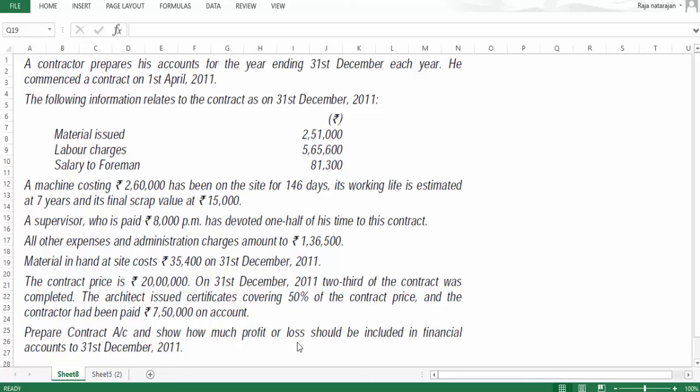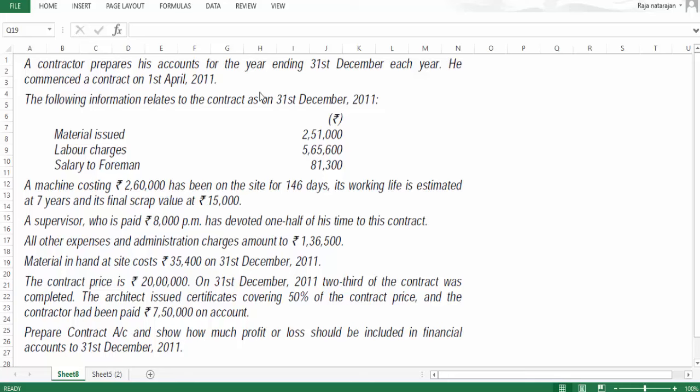Okay, so we have various sets of information. Basically we have to prepare the contract account and find out what profit or loss should go to the profit and loss account or financial statements. To start with, they commenced the contract on 1st April 2011. It means the contract was not from 1st Jan 2011, it's only from 1st April, and the period is ending on 31st December. So the working period for this contract is only 9 months.